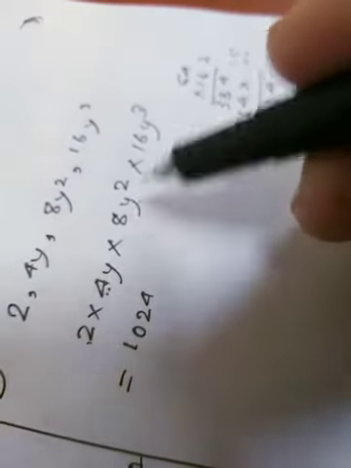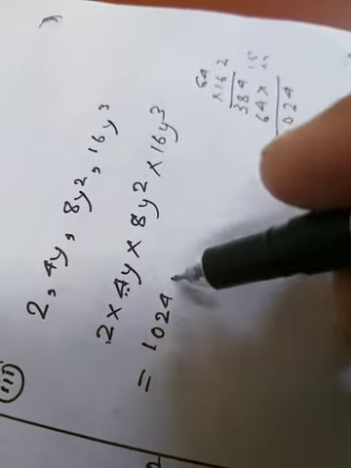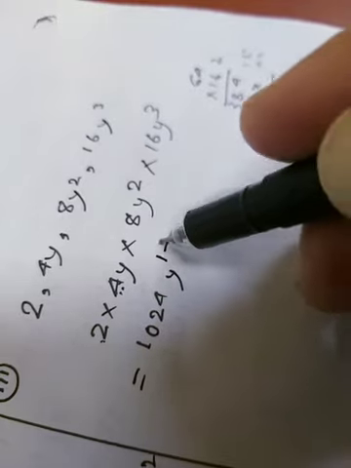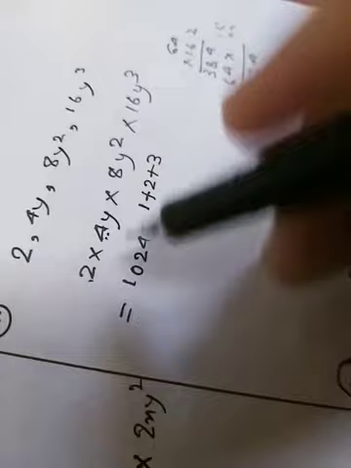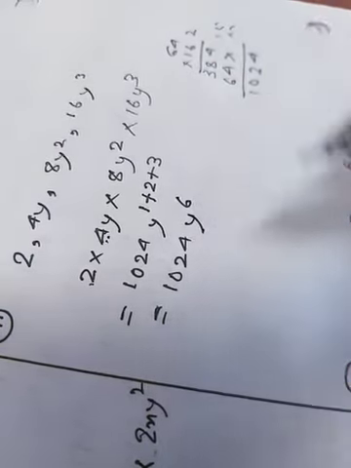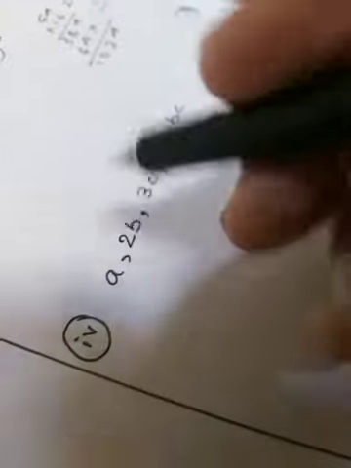Okay, after multiplying all the numbers, now we have to see how many y's are there. So in the first expression we don't have any y, in the second expression we have only one y, in the third expression we have 2, and in the fourth expression we have 3 y's. So 1 0 2 4 y to the power 6. This is your final answer. Okay, now let's move on to sum number 5.